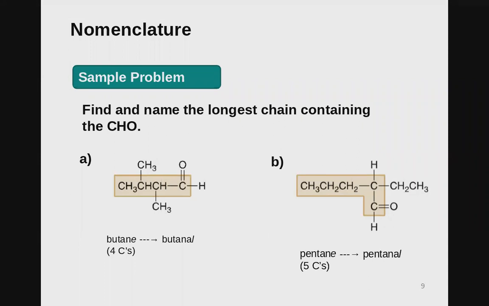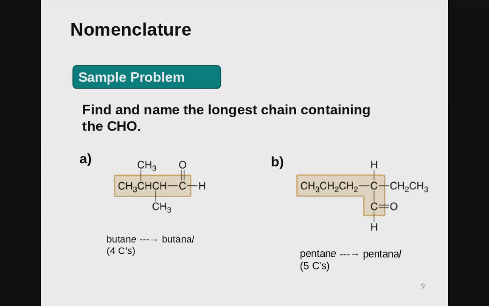So we know that 4 carbon chain is butane, 5 carbon chain is pentane. Now our rules of naming are aldehydes, we swap E for AL. Butane becomes butanal, pentane becomes pentanal. What does that tell us? Well, it tells us there's an aldehyde, or a CHO group, right? Very straightforward. Now, remember, we have to give our CHO the lowest numbers.